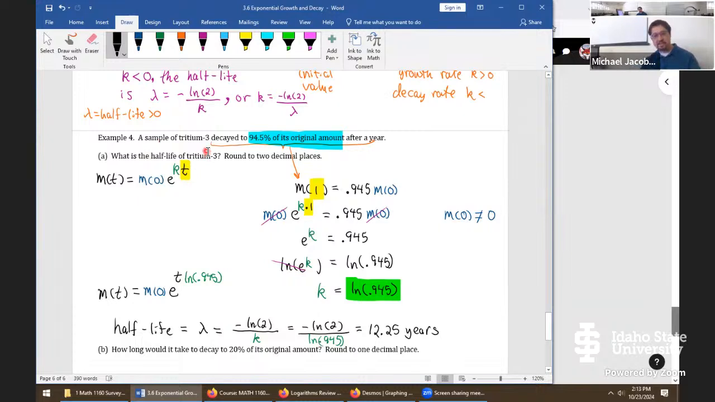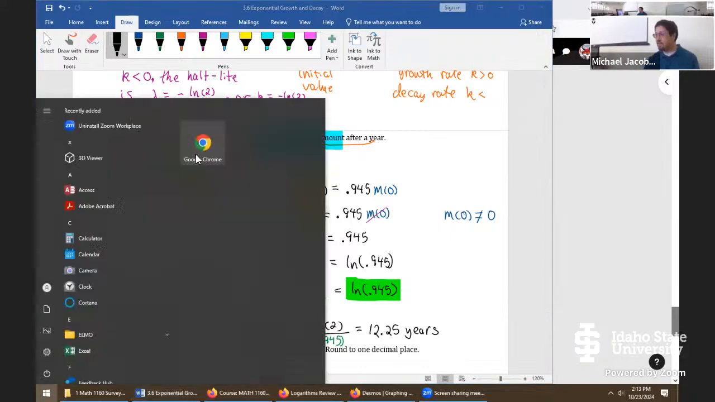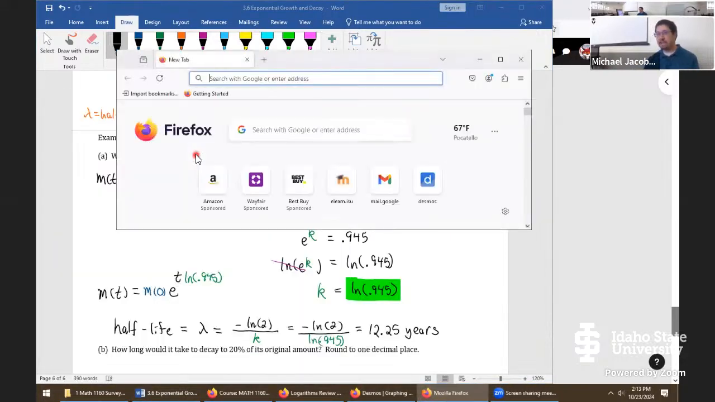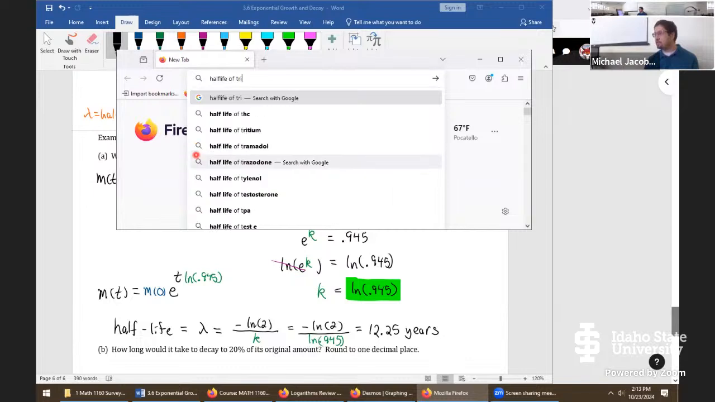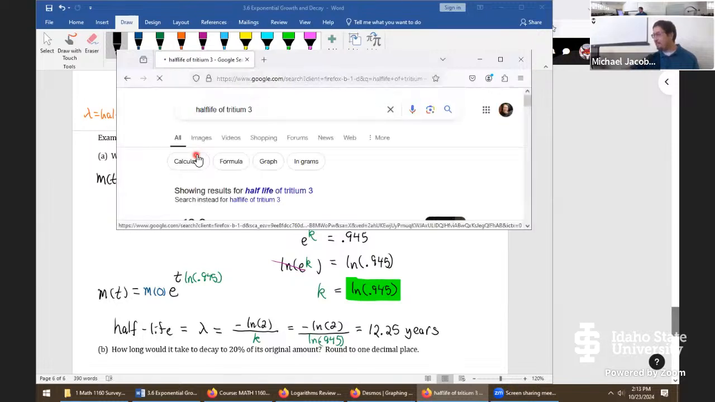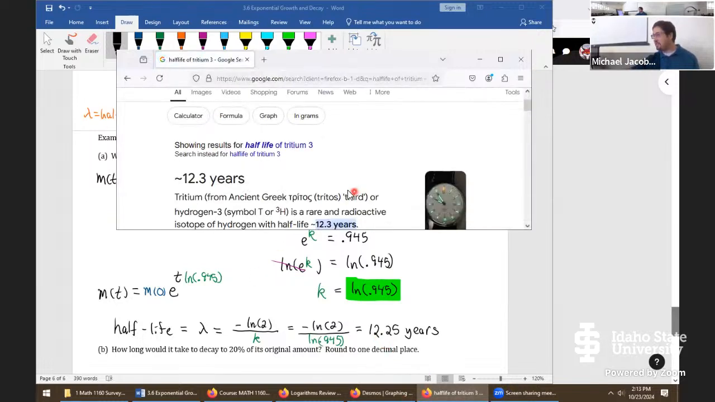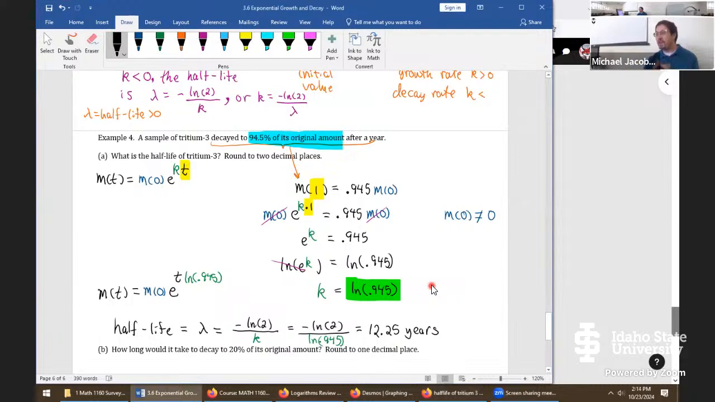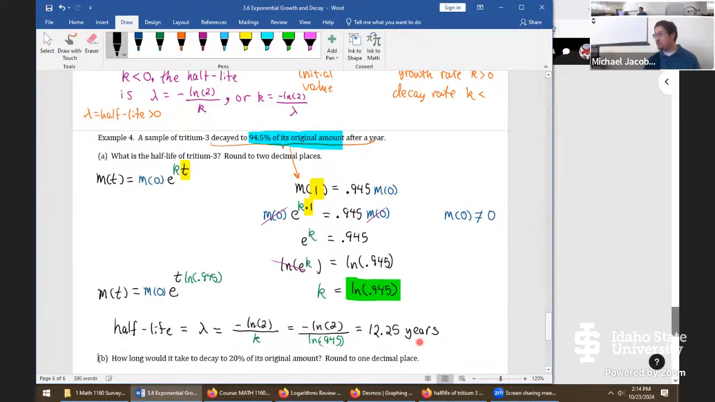Now, one thing you could do that's kind of fun on this is you could be curious and just go pick your favorite browser, say half-life of tritium-3. This is not the way to answer the question, but it's a cool way to see how close we were when we used our methods. Google says it's about 12.3 years. And you know what? If we round, that's what we get, 12.3 years. So that gives us really good information that we're on the right track with this type of method. But any last questions, folks, on part A?